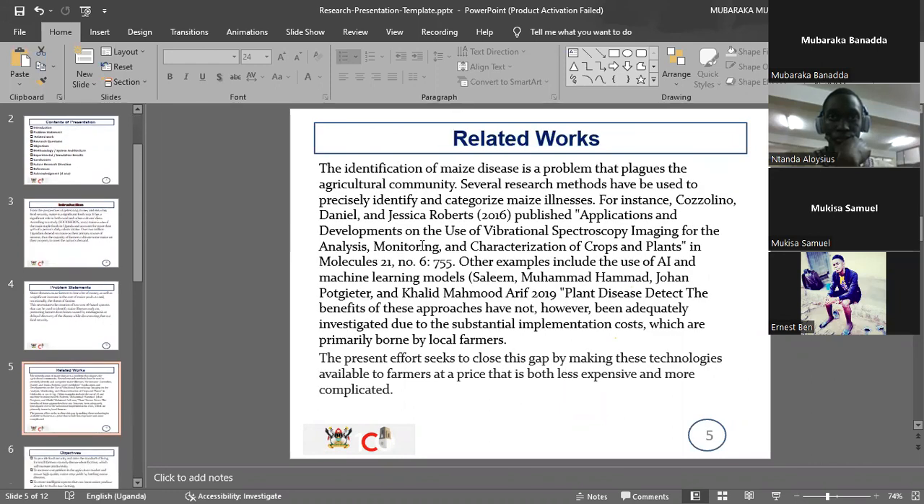So there has been some work that has been carried out in this area, and the identification of maize disease is a problem that plagues the agricultural community. Several studies have already been carried out to precisely identify and categorize maize illnesses. For example, Cozzolino, Daniel, and Jessica Roberts in 2016 published a document in which they were talking about a system. It was actually spectrometry. It uses images and light to detect diseases in maize.